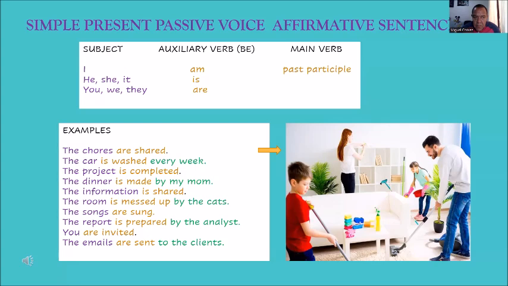Examples. The chores are shared. The car is washed every week. The project is completed. The dinner is made by my mom. The information is shared. The room is messed up by the cats. The songs are sung. The report is prepared by the analyst. You are invited. The emails are sent to the clients.